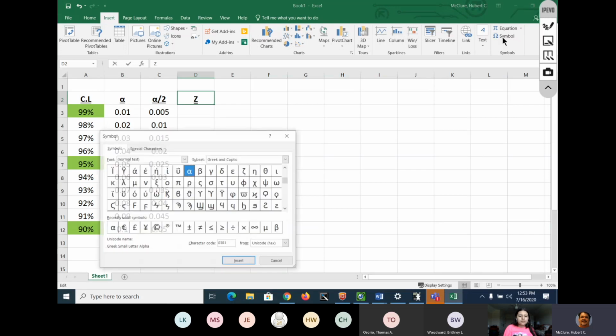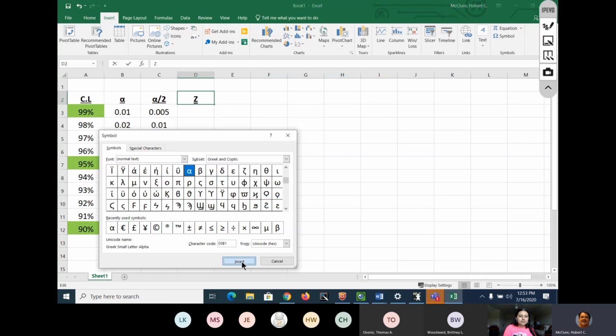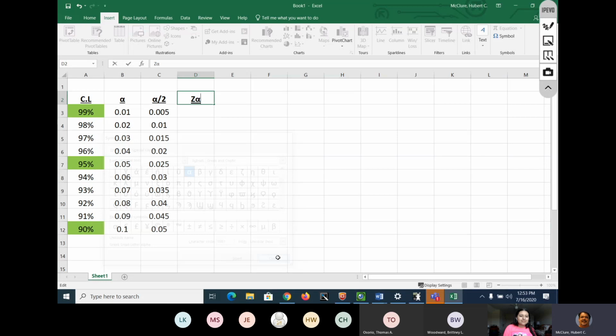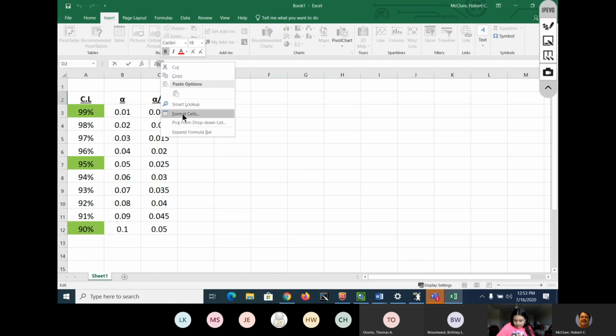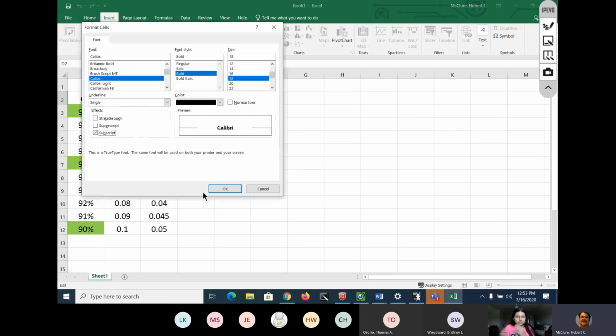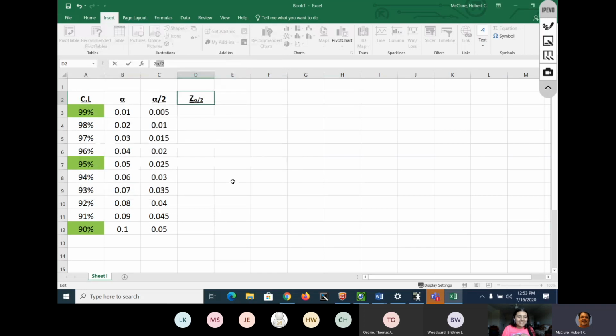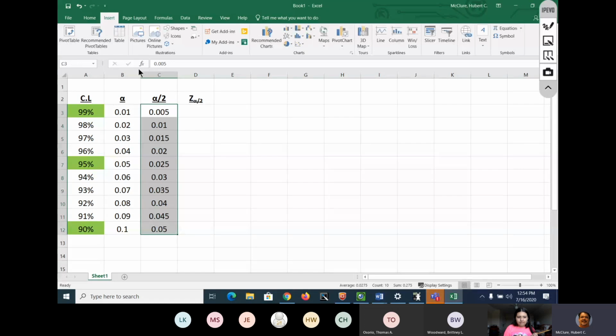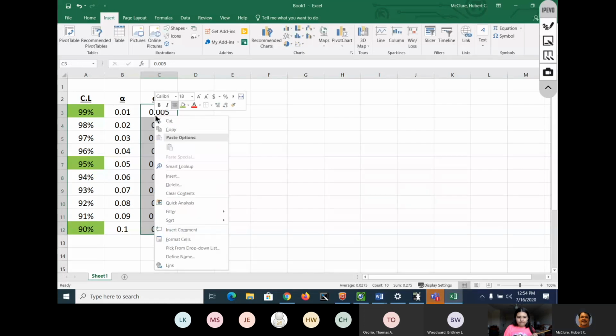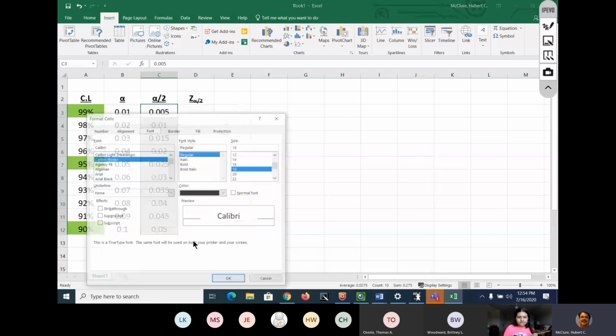Alpha over 2, and that's not what I wanted. Alpha over 2, and I want that to be a sub. Z sub alpha over 2. So I'm going to change all these to 4 digits because that's the area. 4 decimal places.